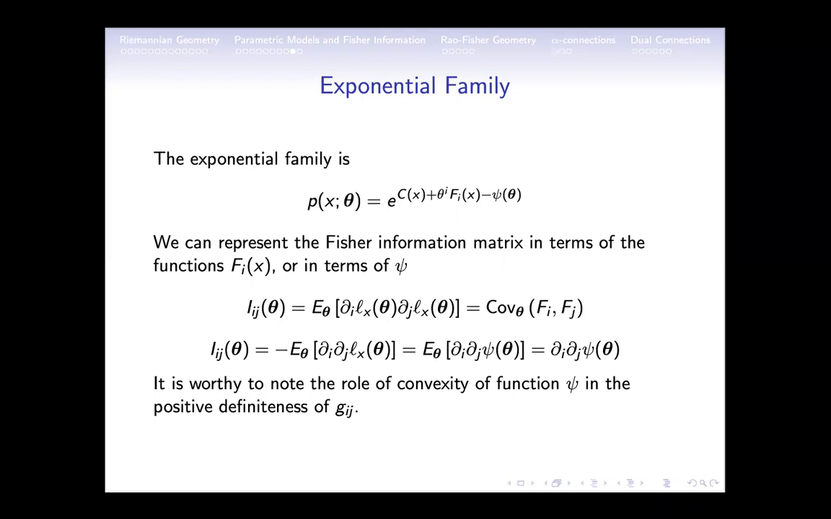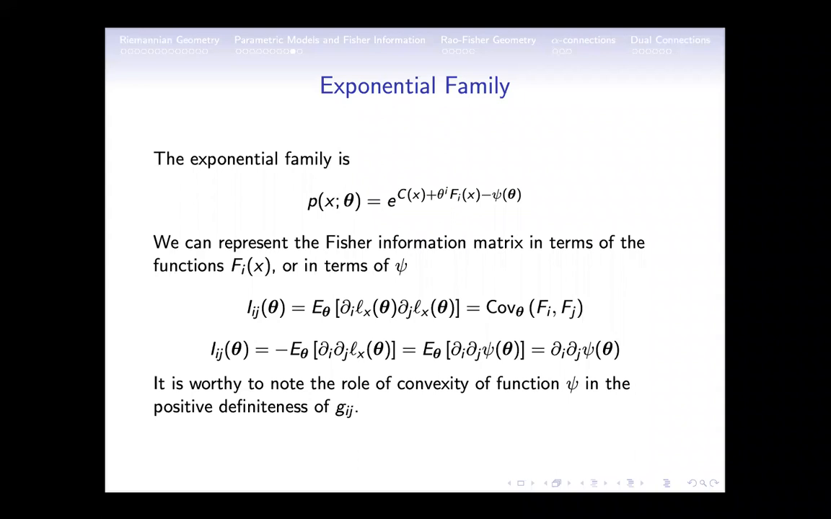It's just the exponential of some function of x, a function of the data, with theta being all the parameters, and for each there is a function of the data f_i(x), and then minus some function of theta, psi. The minus is just for the sake of calculations. And then we can represent the Fisher information matrix in terms of the functions f_i and also in terms of the function psi, the function of theta.